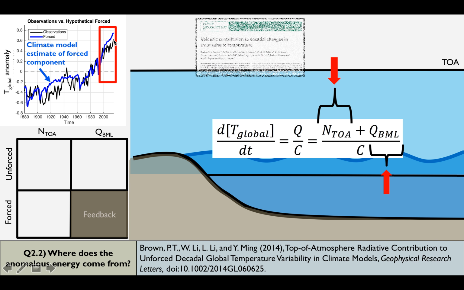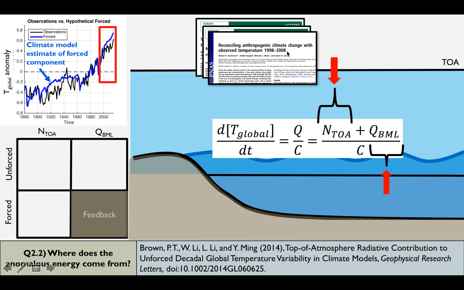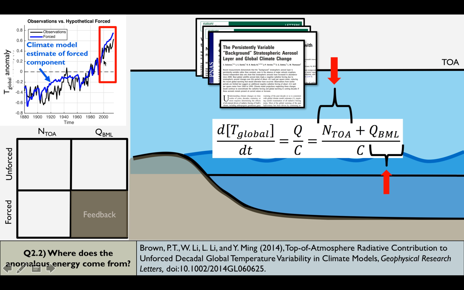To take the example of the recent disagreement between models and observations over the so-called hiatus time period, a number of papers have come out claiming that this is due to this N TOA component. But these have all essentially invoked forcings. They've all invoked forced N variability. They've said something about how the solar radiation has changed in such a way, or volcanic stratospheric aerosol concentrations have changed in such a way, that have caused this disagreement between models and observations. So they've emphasized forced net top of atmosphere energy budget variability.